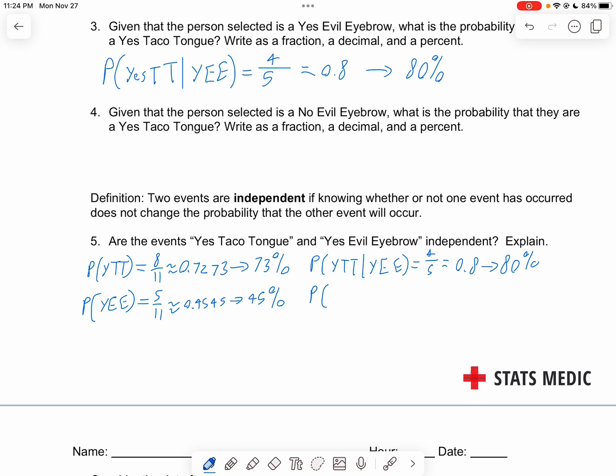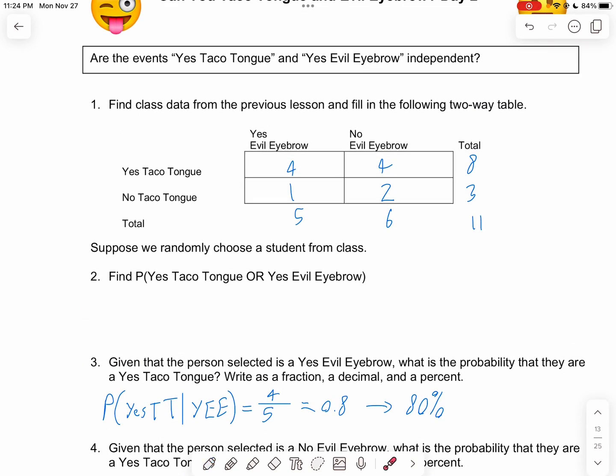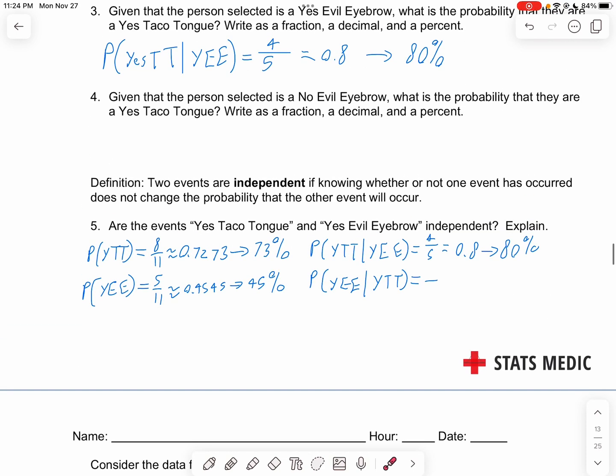The probability of yes, evil eyebrow, if we know that condition that they're yes, taco tongue. Okay, now this is our conditional probability. So let's take a look up here. Yes, evil eyebrows there, but yes, taco tongue is this one. So we have 8 and we've got 4. So this is going to be 4 out of 8, which is equal to 0.5, translates to a 50% chance.